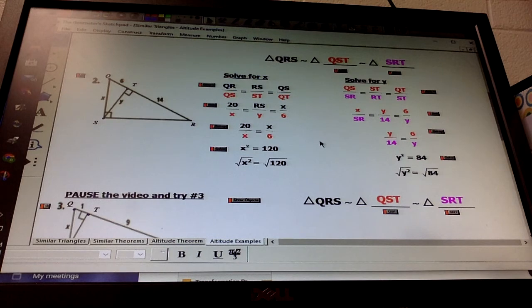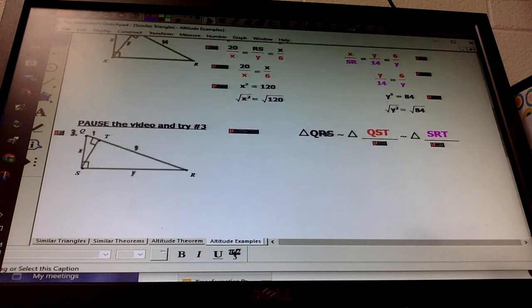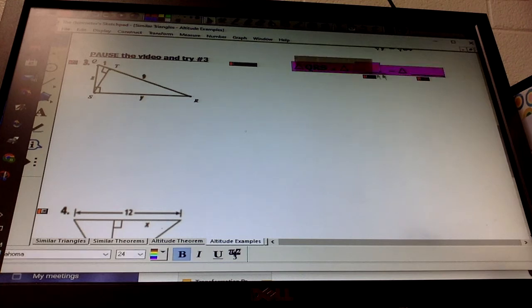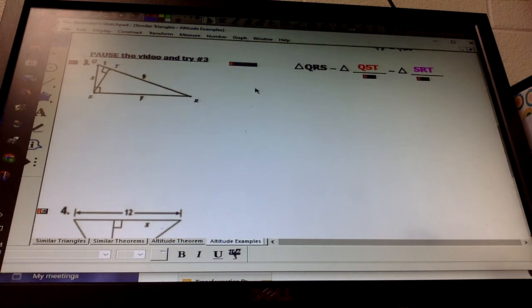Okay, so now what I want you to do is pause the video and let's try this number 3. A little different, but I want you to try it using the same similar statement we did at the first. So all you have to do is apply it to this one. Set up your ratios, figure out which ones you're comparing, and solve it. So go ahead and pause the video and let's try number 3. Okay, so I'm assuming you have tried number 3, and let's see how we did.